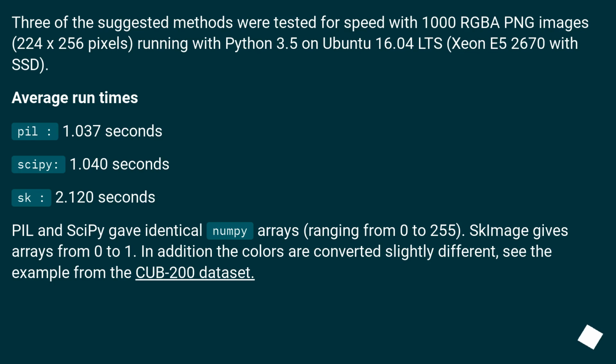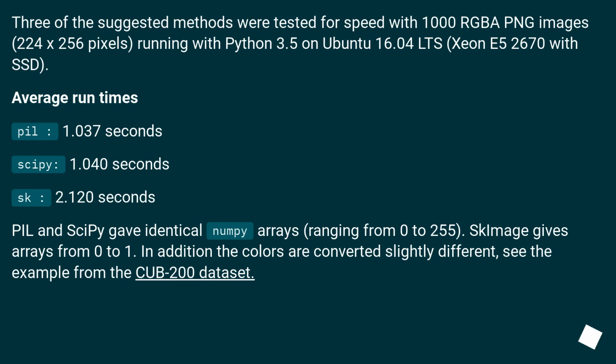Three of the suggested methods were tested for speed with 1000 PNG images, 224 by 256 pixels, running with Python 3.5 on Ubuntu 16.04 LTS, Xeon E5-2670 with SSD. Average run times: PIL column 1.037 seconds, SciPy column 1.040 seconds, SK column 2.120 seconds.